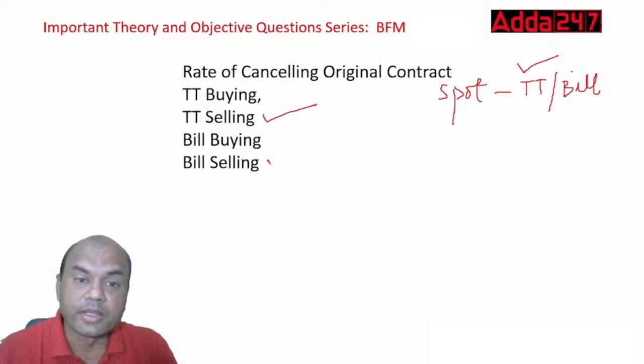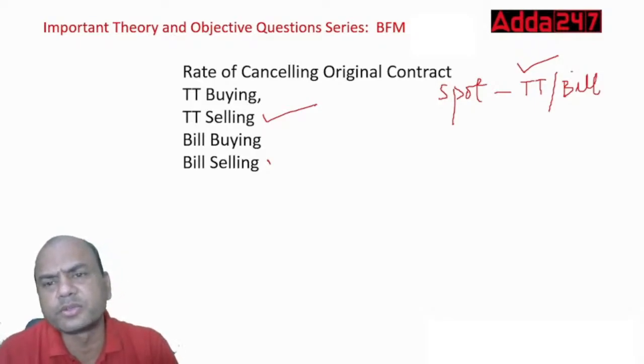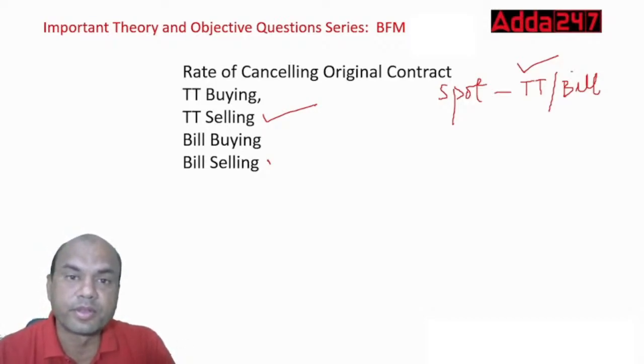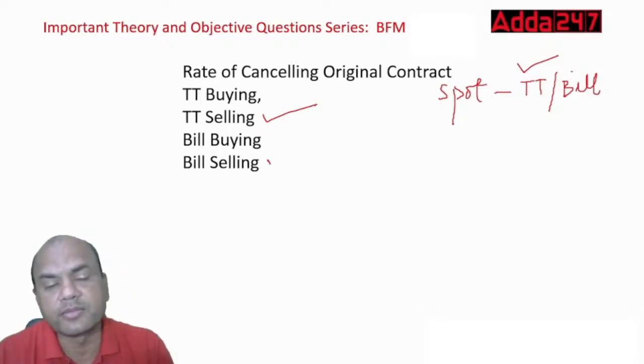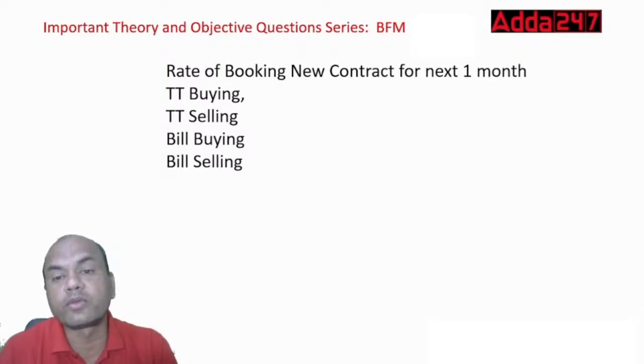Then you'll say, why not bill selling then? But because bill selling is not used. Bill is used whenever you are doing some future dated transactions. Here I am cancelling tomorrow itself. So it is a spot transaction. So TT, isn't it?